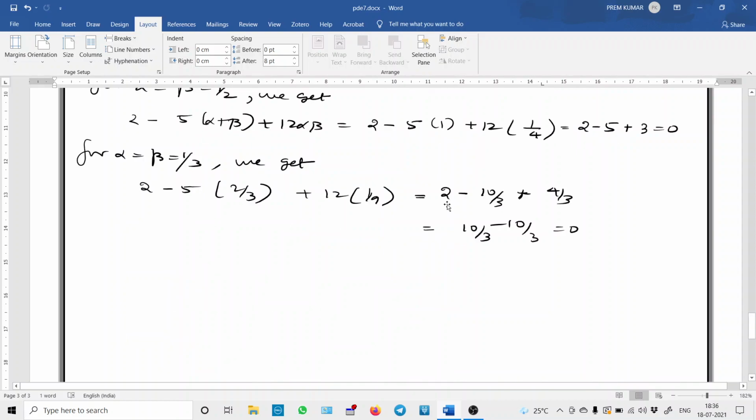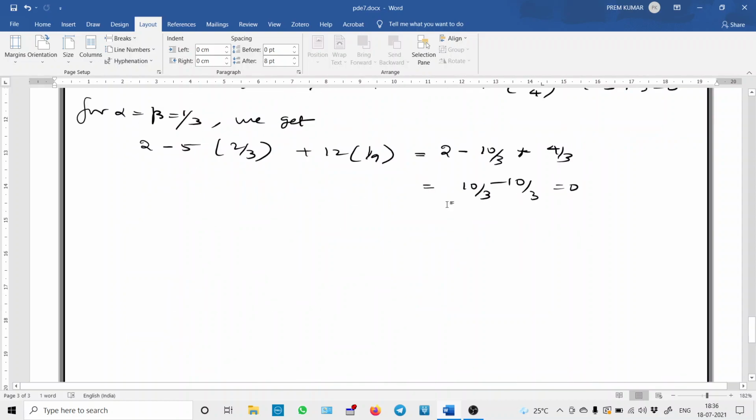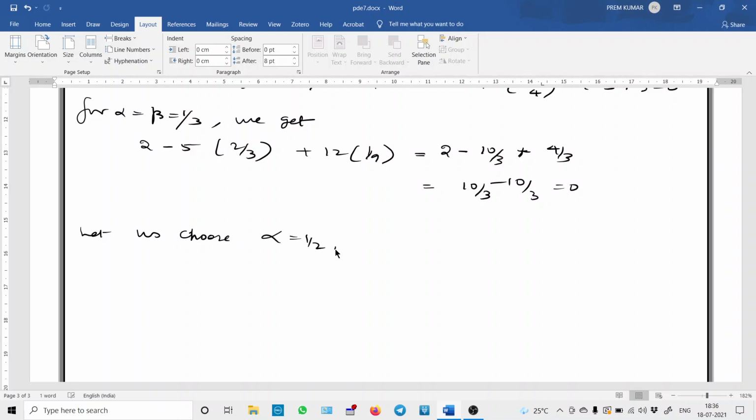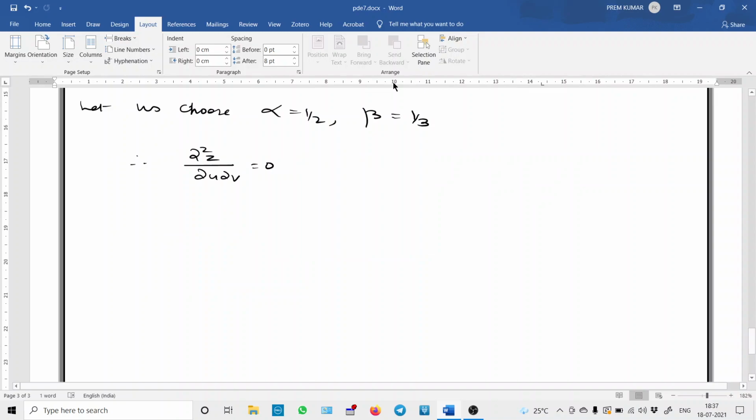So the only thing we are going to choose is alpha equals 1 by 2 and beta equals 1 by 3. For this combination it is non-zero. Therefore we get dou square Z by dou u dou v equals 0. So this is a combination for which we get this canonical form. Now we are going to find the solution of this canonical form.